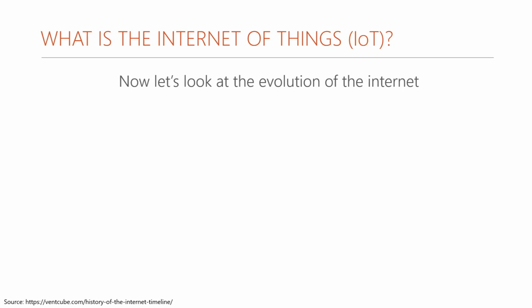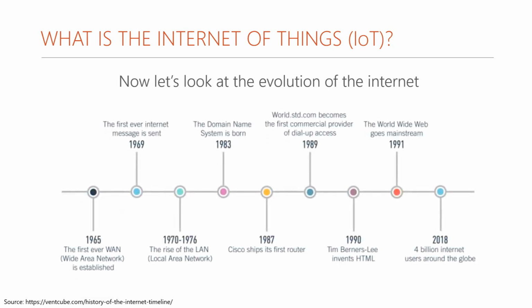Now, let's look at the evolution of the Internet. As you can see in the timeline below, in 1965 the first wide area network was established. 1969 was the first ever internet message to be sent. And if you go straight to 1991, the World Wide Web goes mainstream. And today there are more than 4 billion internet users around the globe.